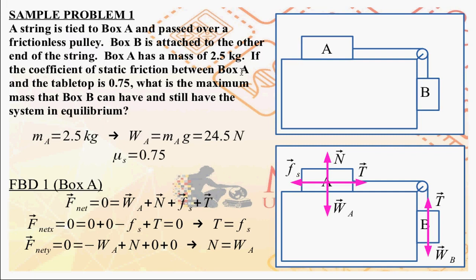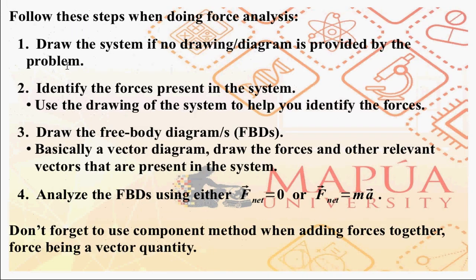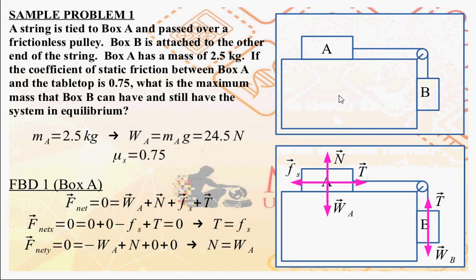So here, the problem has already provided a drawing of the system. So in terms of the first step, you can skip the first step because there's already a drawing of the system. But if not, then you have to draw the system. Let MA be the mass of box A, 2.5 kilograms. Knowing mass, we can get the weight.